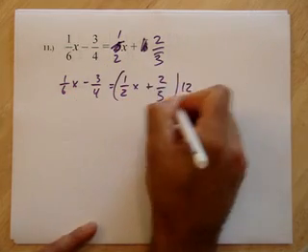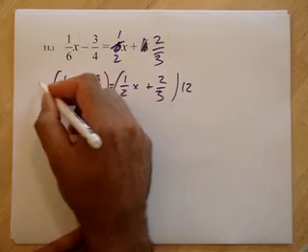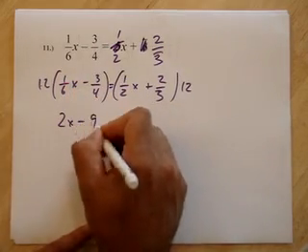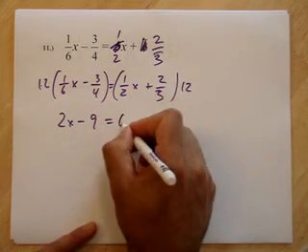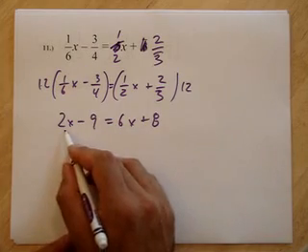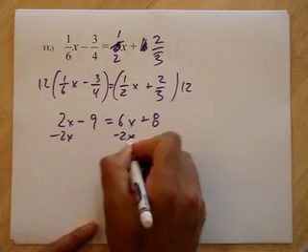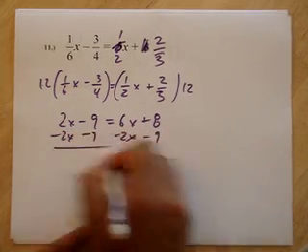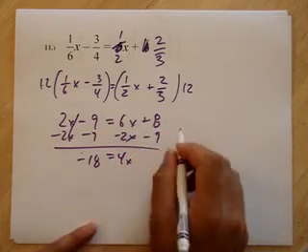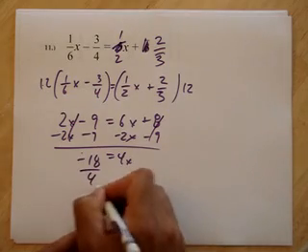Now when I multiply by 12, let's go over here. Okay, 12 divided by 6 is 2x minus 12 divided by 4 is 3, 9 equals 12 divided by 6x, and 12 divided by 3 is 4, so that's 8. Now what do I do? Subtract 2x from both sides, right? And subtract 9 from both sides. Get negative 18 over here. Those cancel out. 6, get 4x, right? 4x.